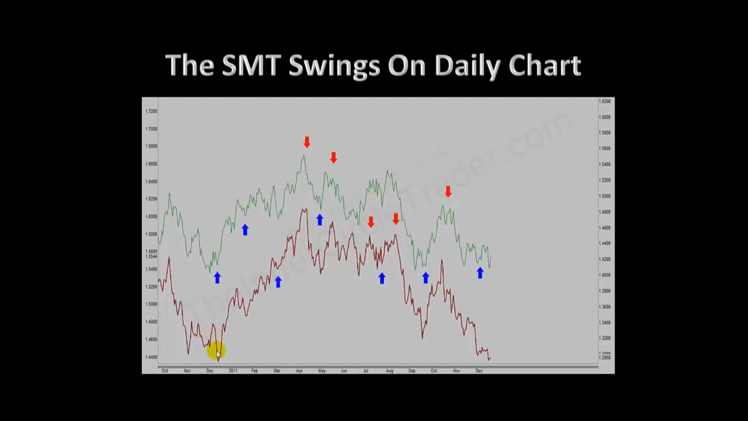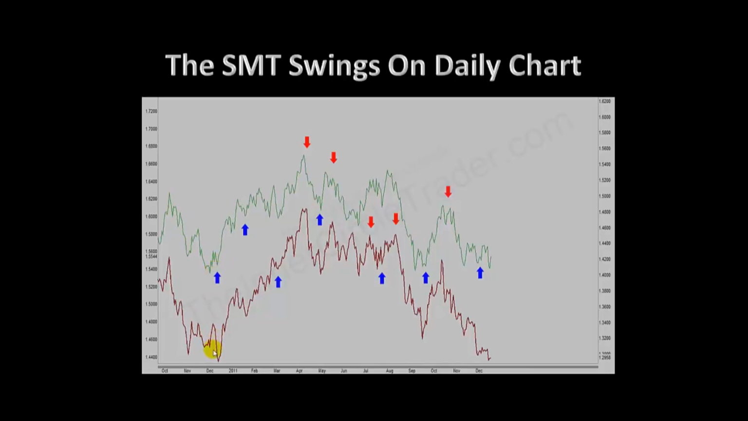You can see how the red, again, obviously we're using as an example of being the cable, was able to make a lower low here. The dollar was not willing to make a lower low. That is SMT divergence. It's a crack in correlation. They should have made comparable lows. See how they were trading together lower here, both declining? Right in here, the dollar was saying, I'm not going lower.